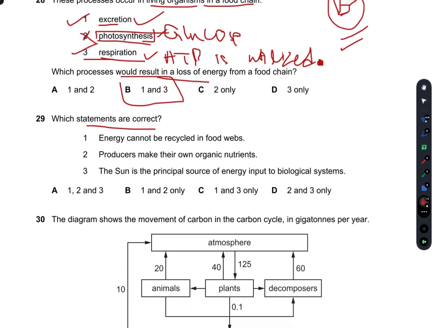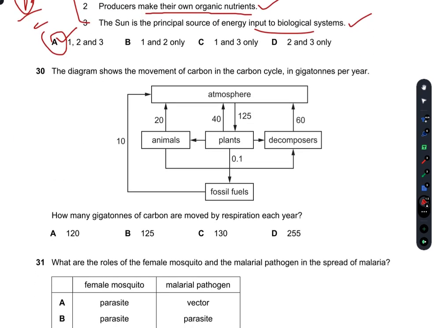Which statements are correct? Energy cannot be recycled in food webs. Yes, energy is continuously released to the surroundings as heat, as movement. The producers make their own organic nutrients. Yes, they do. The sun is the principal source of energy input to biological systems. Yes, the sun is. All these three statements are correct. A is the right option.